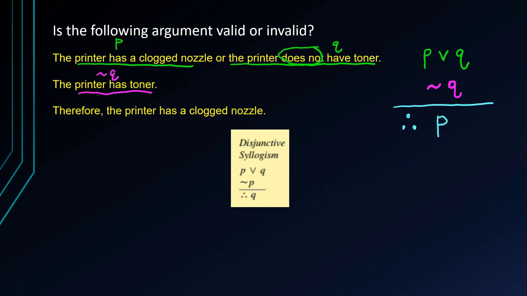So, no big deal about the letter designations here so much. It does follow the disjunctive syllogism, so it is a valid argument. The next one.